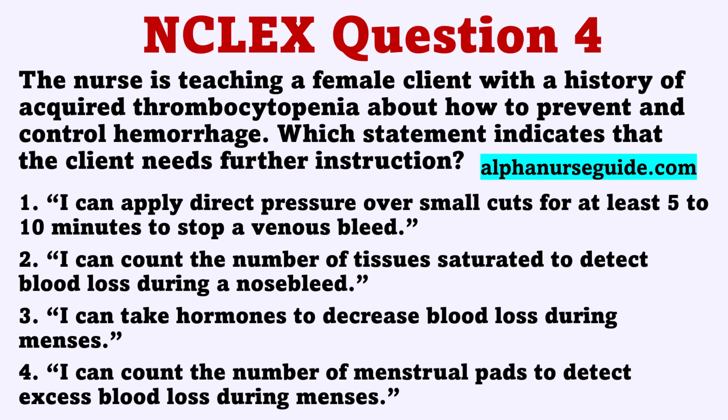Clients with thrombocytopenia can apply pressure for 5 to 10 minutes over a small, superficial cut. Clients with thrombocytopenia can take hormones to suppress menses and control menstrual blood loss. Clients can also count the number of saturated sanitary napkins to approximate blood loss during menses. Some authorities estimate that a completely soaked sanitary napkin holds 50 milliliters.